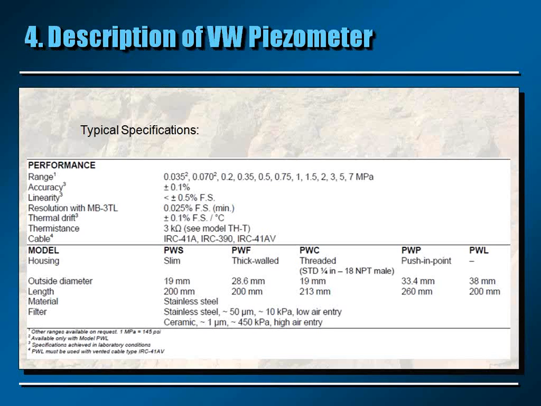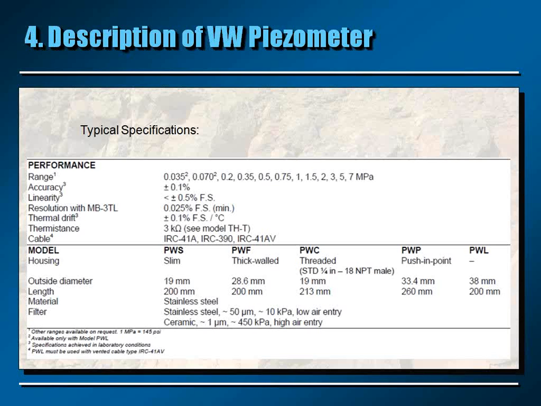And then you can see the thermal drift value. The thermal drift value here is 0.1% full scale per degree C. This means that if there's a 10 degree C change, this will result in a 1% full scale change. So as I mentioned just before, the piezometers can be affected by temperature change. So it is important to monitor temperature as well as pressure with the piezometer.